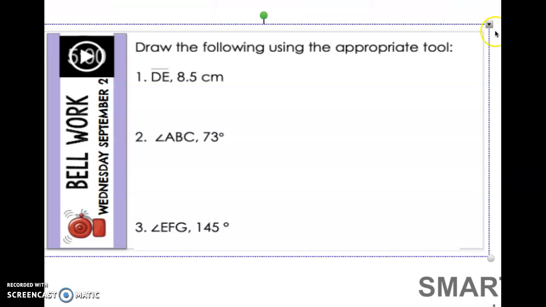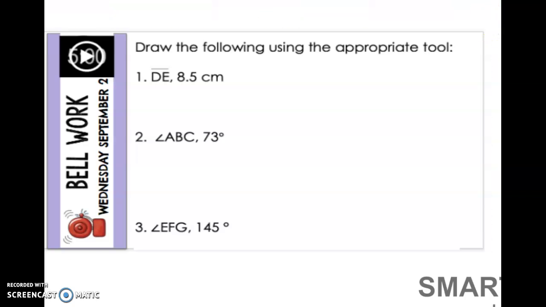Alright, today's spellwork problem says draw the following using the appropriate tool. So here we are going to draw line segments and angles. We need to decide for each problem, do you need to use a ruler or do you need to use a protractor? And you have images of a ruler and protractor on your paper. So you will just draw the segments and the angles that we're about to go over right on the bell worksheet on the images of the ruler and the protractor.